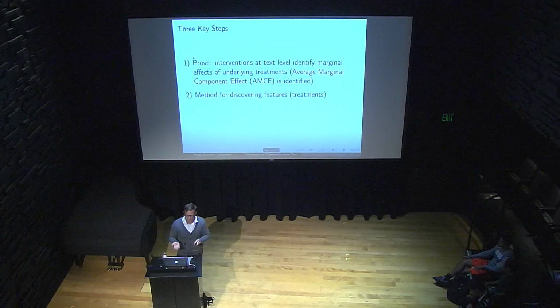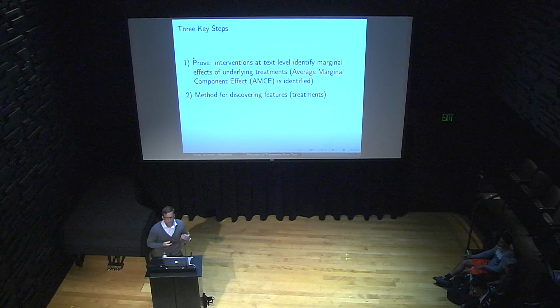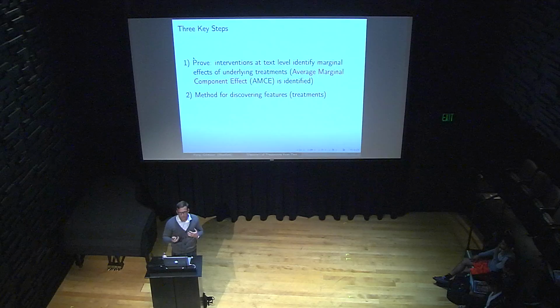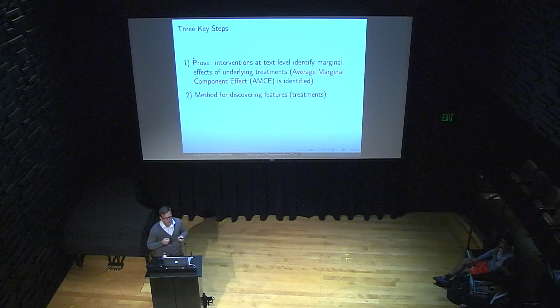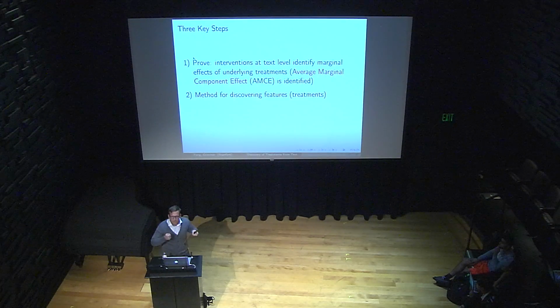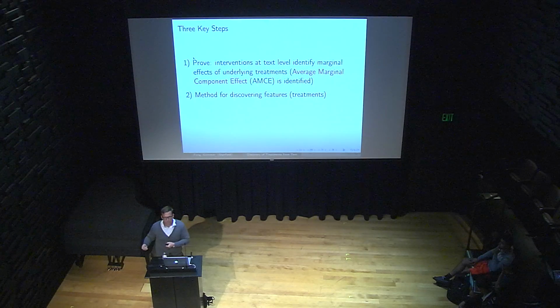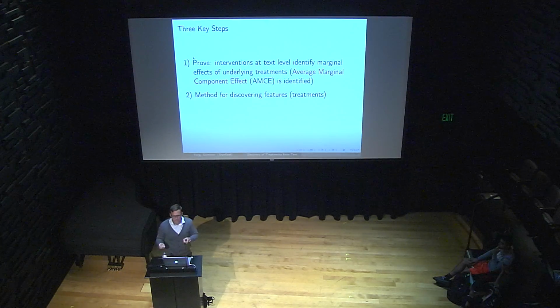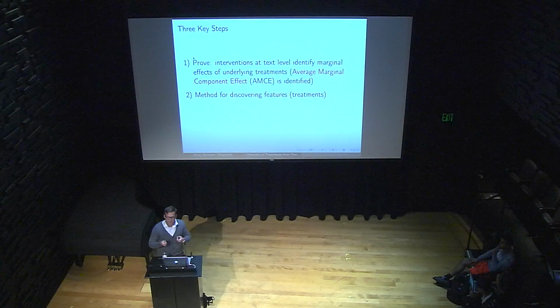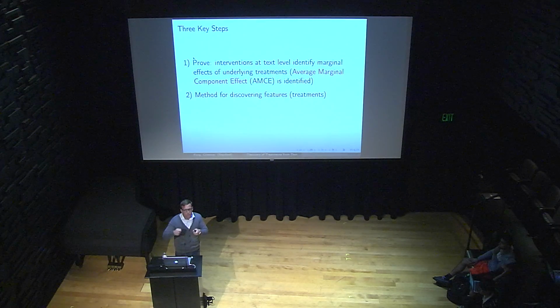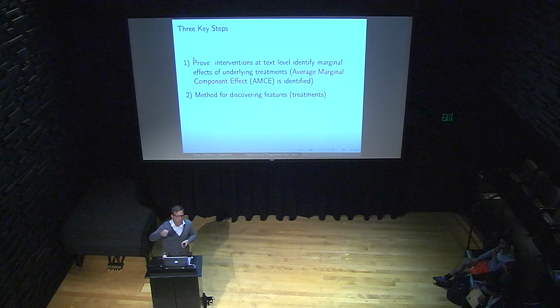So we show that it's possible. Then I'm going to provide a method for discovering these features. What this is going to amount to is a method for discovering a mapping from the text to the set of treatments. A key thing to keep in mind is that while we're going to focus on discovering a way to do this, you as the analyst set this in the traditional survey experiment.